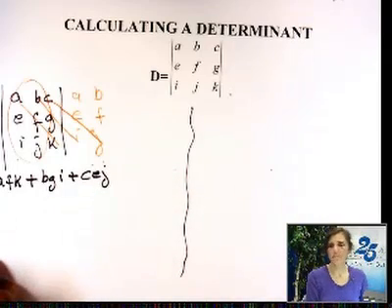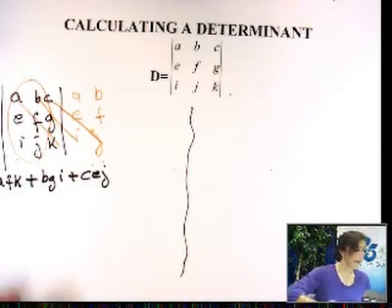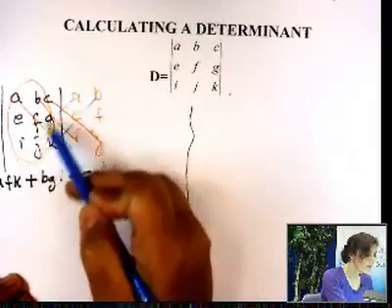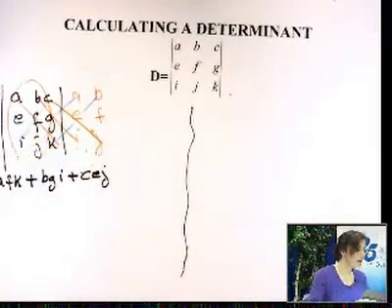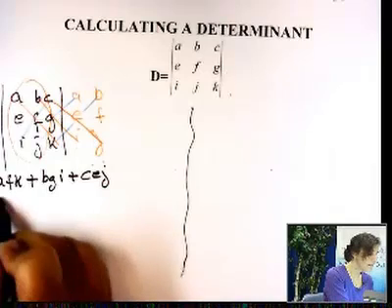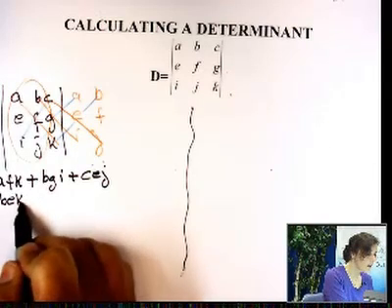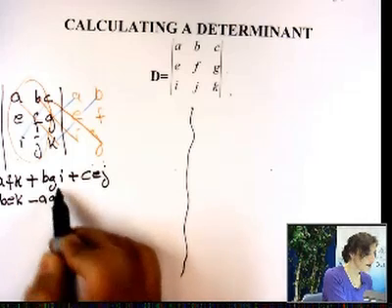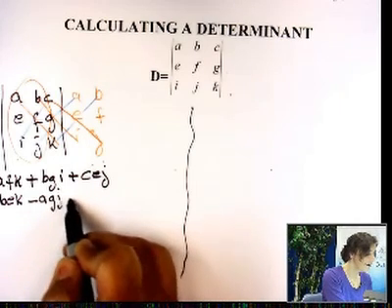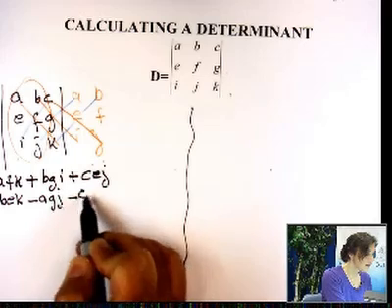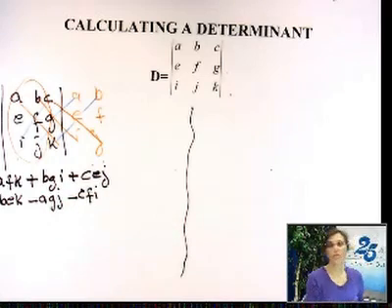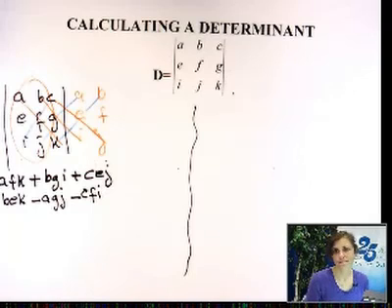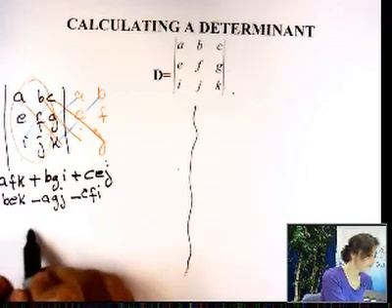Does it make sense? Then I'm going to go and I'm going to minus these diagonals. All right? And that's going to be minus BEK, minus AGJ, minus CFI. And that's going to give you a number, and that's going to be your determinant. That's one way.